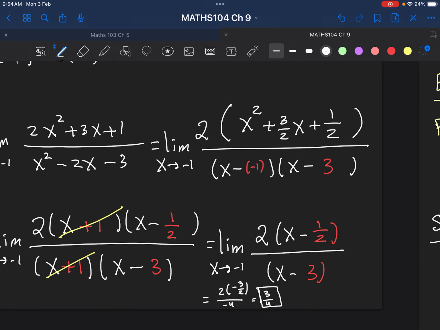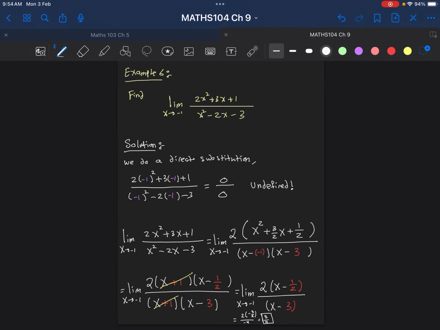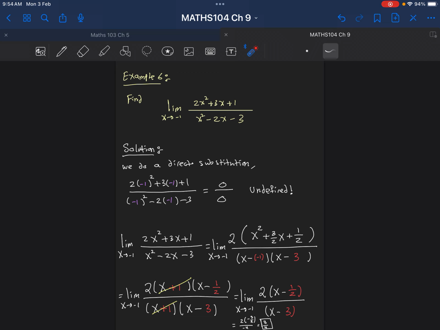And of course, because this is a number, we stop here, and that's what will be the final answer. Now, let me just go through this example again quickly. In this example, we are in the situation where we have 0/0 and we have polynomial over polynomial. We call it a rational function. And in a rational function situation, we need to factor the numerator and factor the denominator.